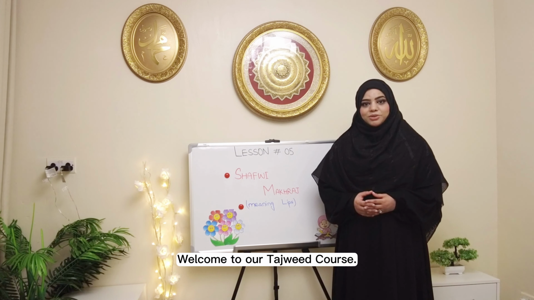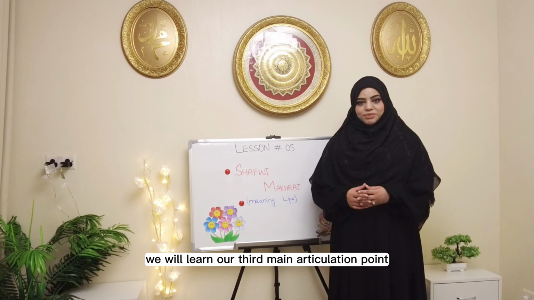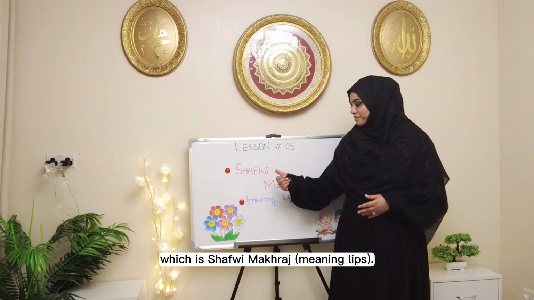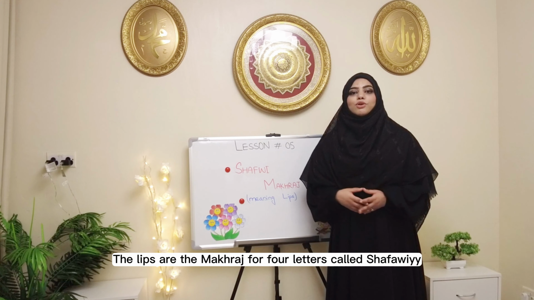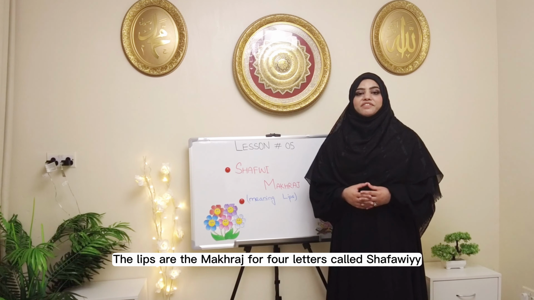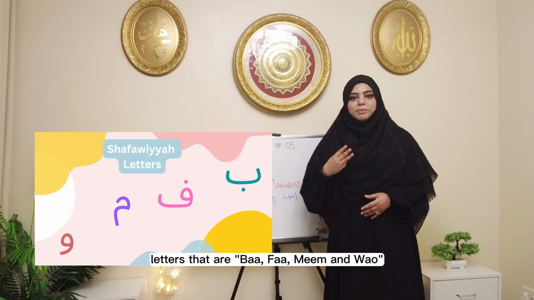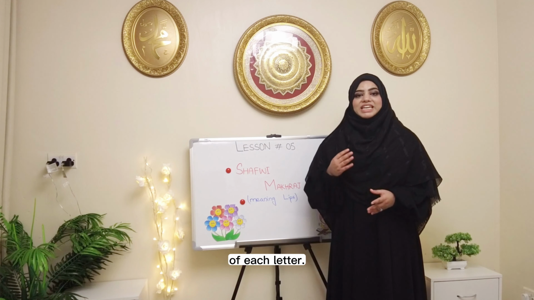Welcome to our Tajweed course. Lesson number 5, Shafawi Makhraj. In this lesson, we will learn our third main articulation point, which is Shafawi Makhraj, meaning lips. The lips are the makhraj for 4 letters called Shafawiyyah letters, that are Ba, Fa, Meem and Wao. We will have a deeper look at the pronunciation of each letter.